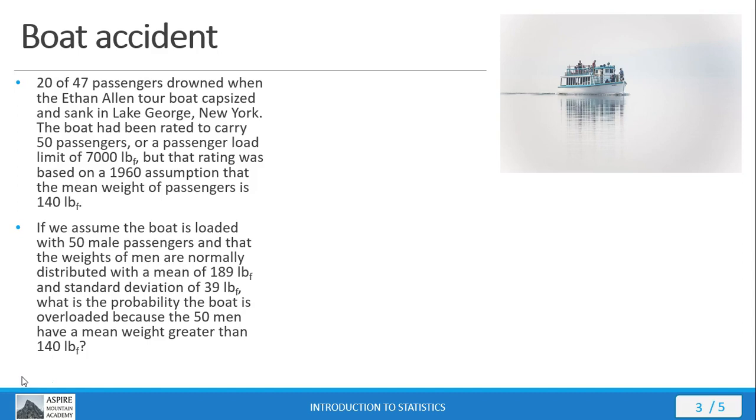But if we assume the boat is loaded with 50 male passengers and that the weights of men are normally distributed with a mean of 189 pounds and a standard deviation of 39 pounds, what's the probability the boat is going to be overloaded because the 50 men have a mean weight greater than 140 pounds? Let's go ahead and stop the video, see if you can answer this question, come back and we'll see how well you did.